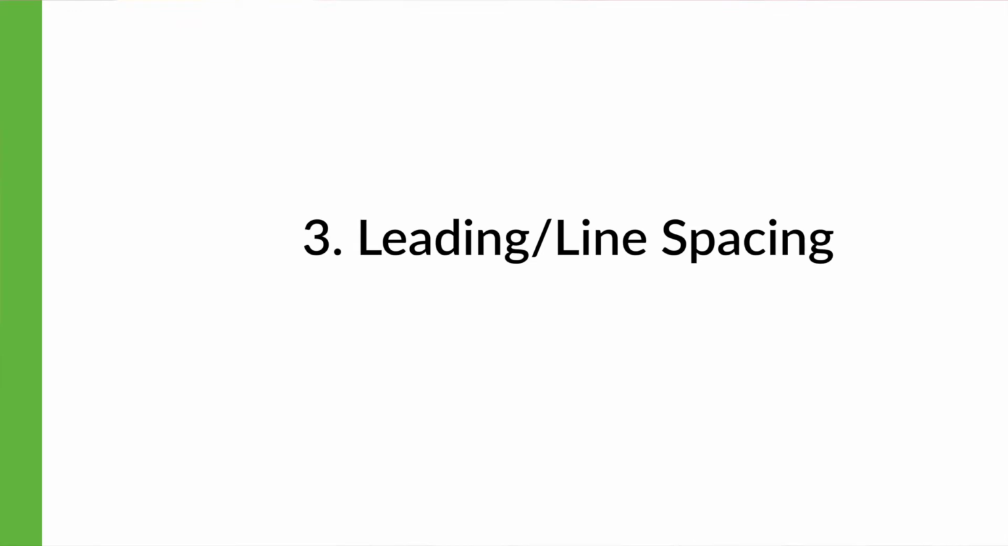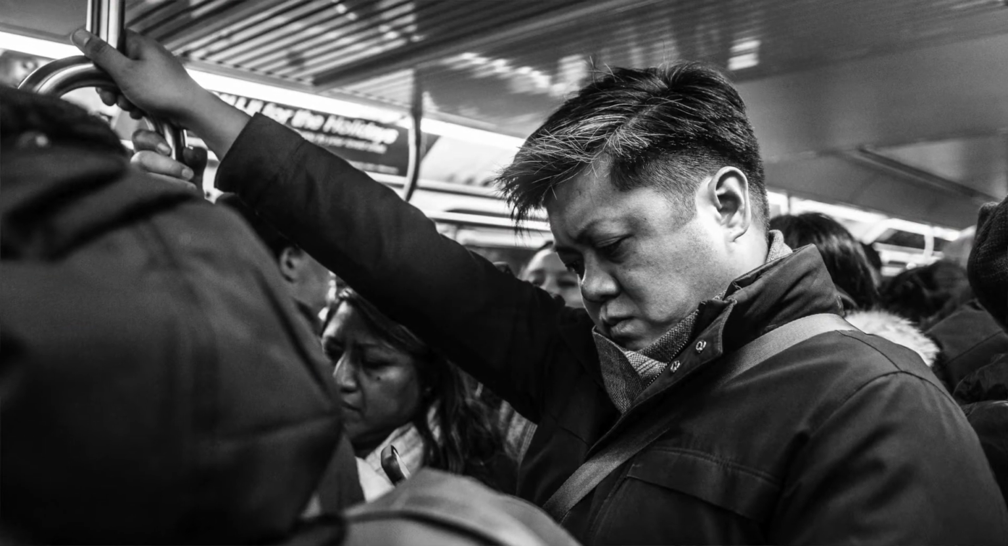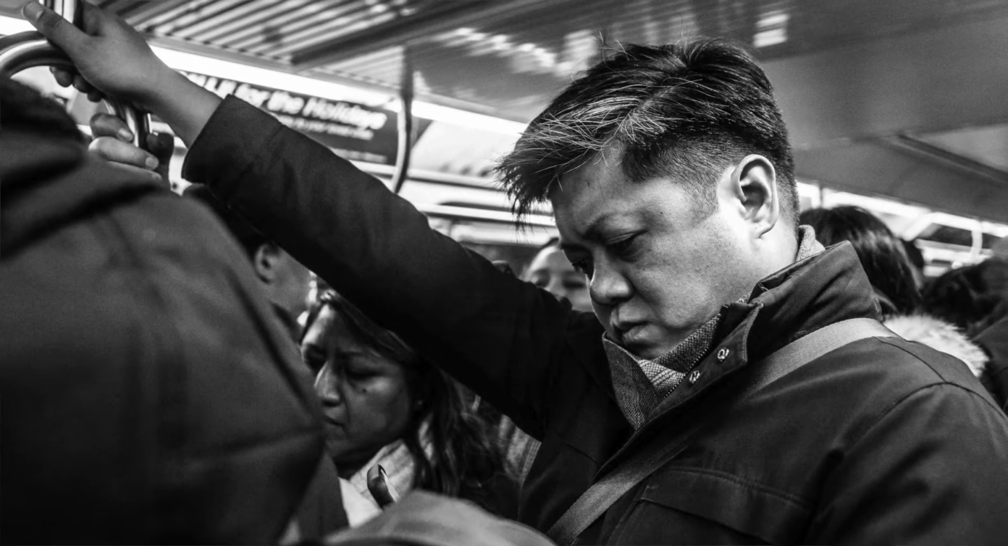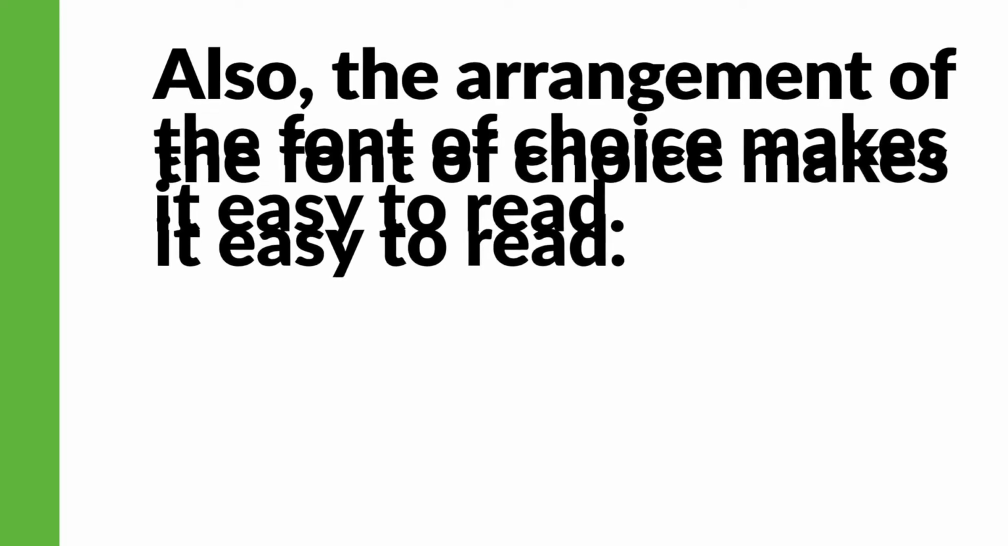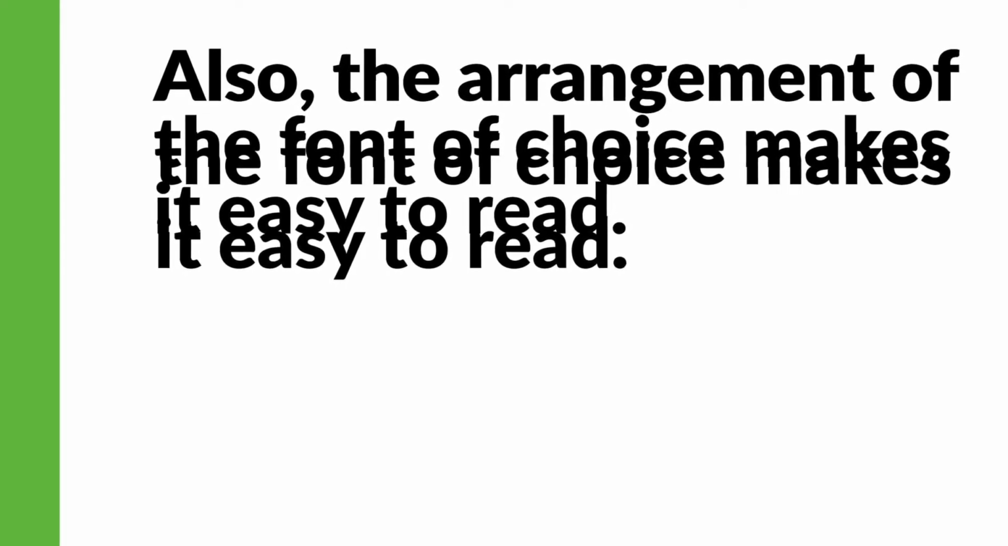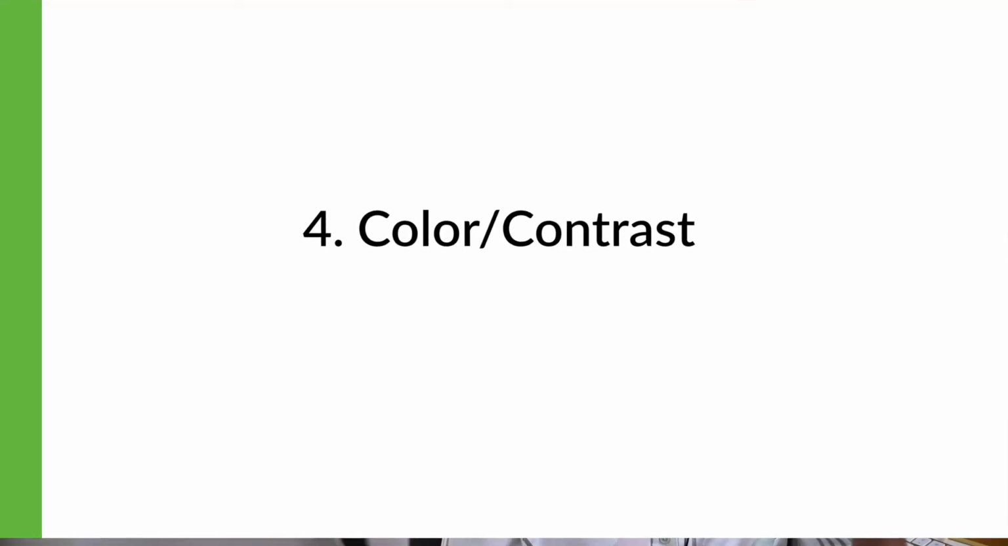Leading and lines is a key aspect when it comes to spacing your lines and your paragraphs. If they're jam-packed, there is a great possibility that you're going to lose your audience because the message is going to be lost. And people typically are not going to take out the time to try to decipher what you meant because everything is so packed together and it's hard to read. Number 4 is color and contrast.